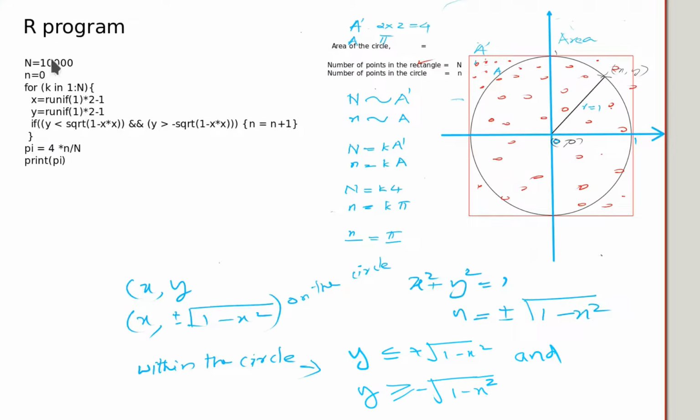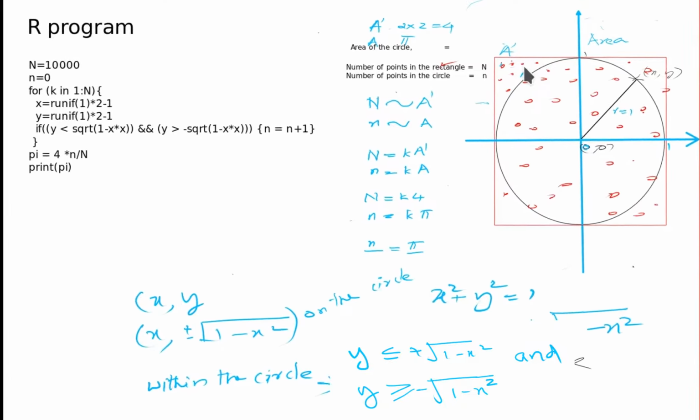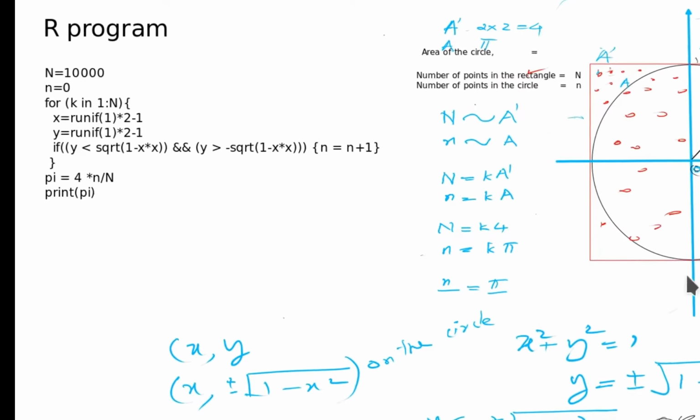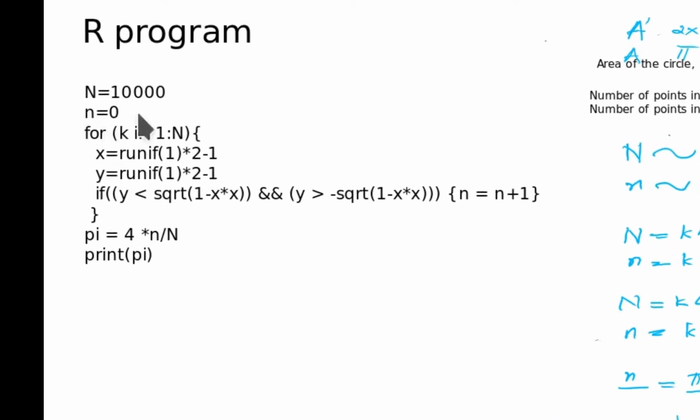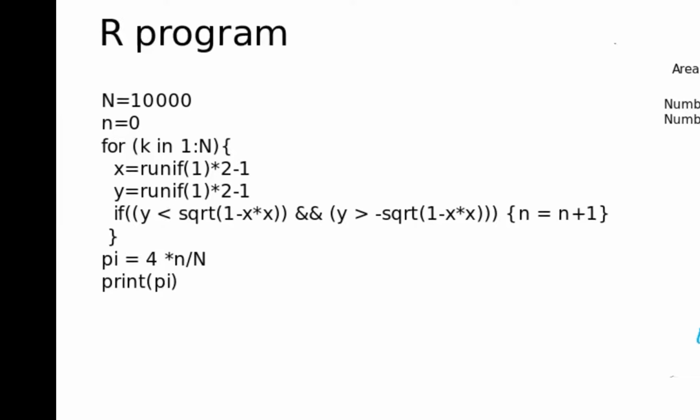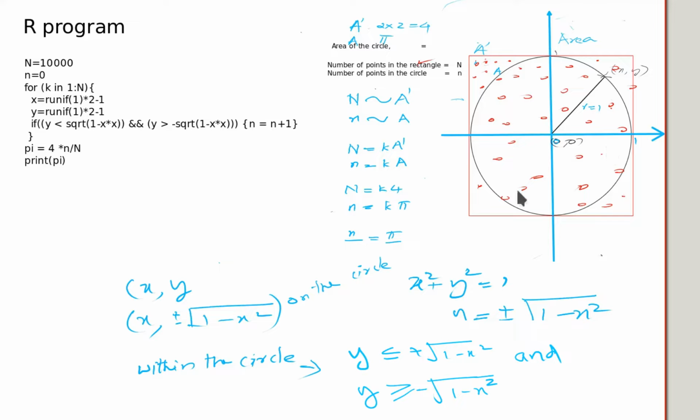Consider the R program on the left side. So capital N is equal to, we put the number of points. Say, for example, 10,000. That is the number of points we are going to put across the rectangle. Then initially let small n be equal to 0. That is the number of points within the circle is 0.